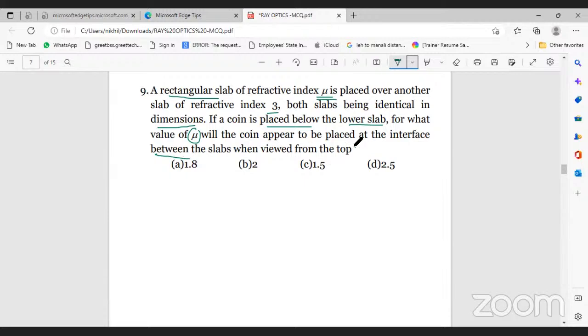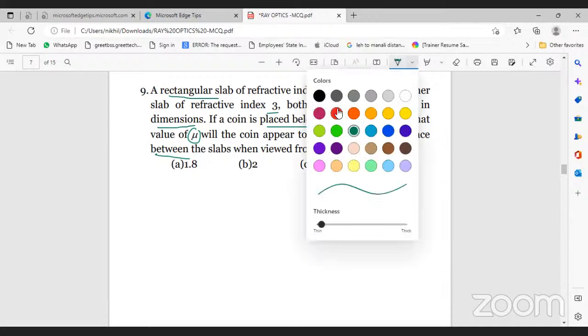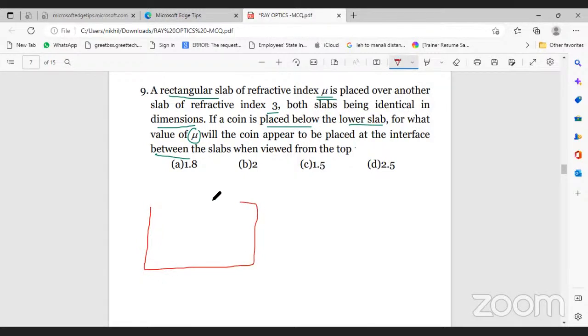Let me write the diagram for you. I think this was explained in the synopsis. How many slabs are there? Two slabs. They have the same dimension, right? Same dimension means if the thickness of the first slab is x, this is also equal to x. Now the refractive index of the first slab we don't know. Let it be mu. What is the refractive index of the second slab? 3. This you have to find out, mu.